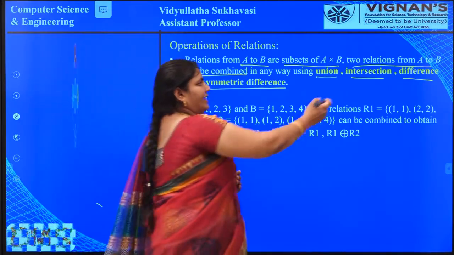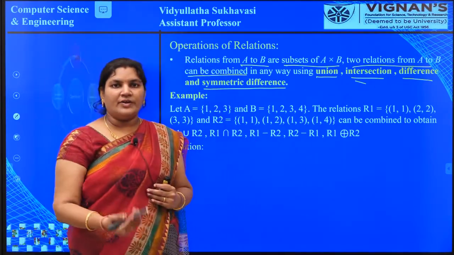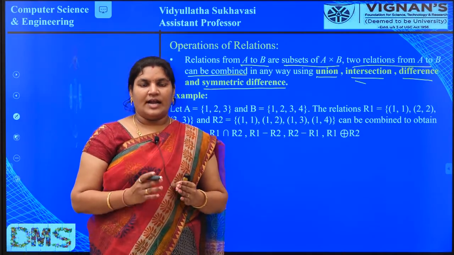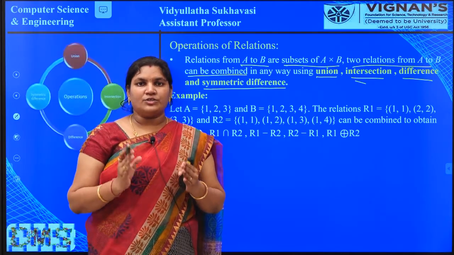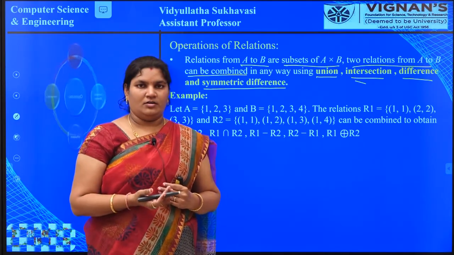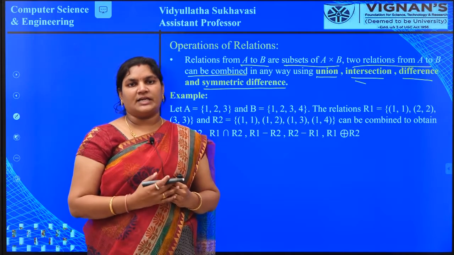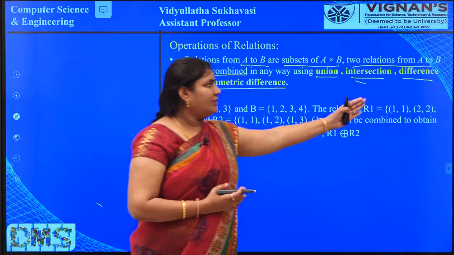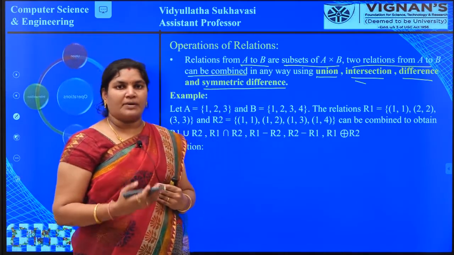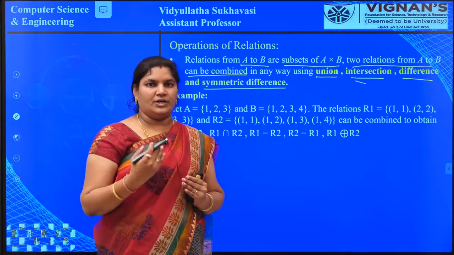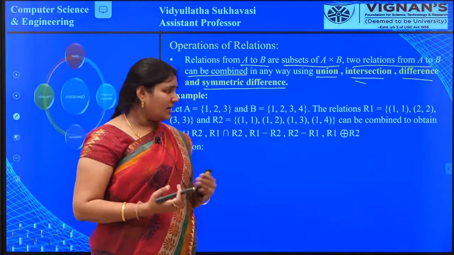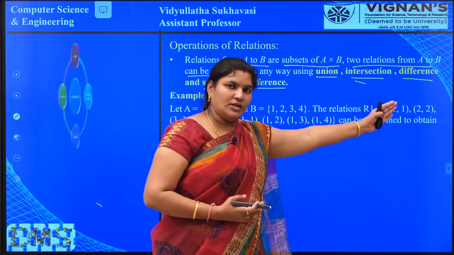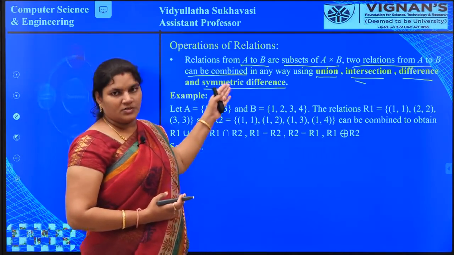When it comes to intersection, here also we are going to take two relations, and the ordered pairs which are common in both the relations are the only ones taken into consideration with the help of intersection. And difference means we are going to subtract the ordered pairs of one relation from another relation. Next, symmetric difference. After finding the difference values only we will get the symmetric difference.